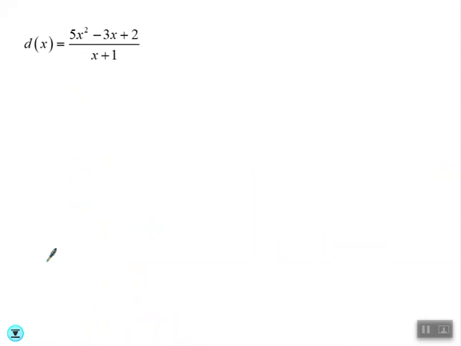The last thing I want to look at today is slant asymptotes. So if you look at the degree of the numerator and denominator, the degree of the numerator is 2, the degree of the denominator is 1, which means we will have a slant asymptote. So all we are going to do here is find the equation for our slant asymptote. We are not going to graph this. We'll worry about that in the next video.